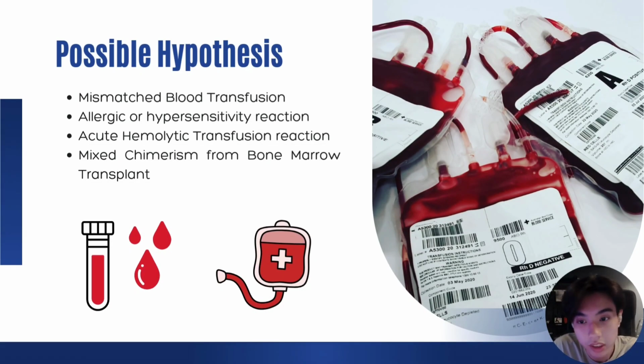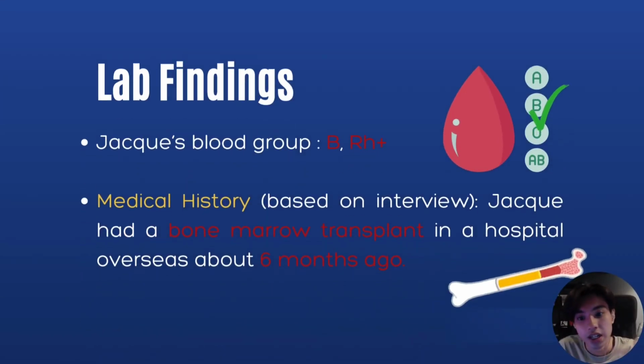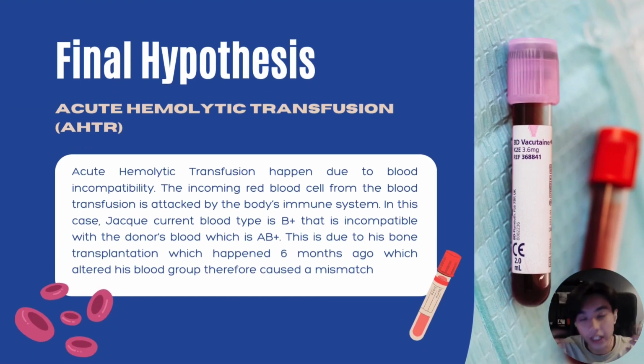So we came up with 4 possible hypotheses. The first is mismatch blood transfusion, then allergic or hypersensitivity reaction, acute hemolytic transfusion reaction, and mixed chimerism from bone marrow transplant. The lab findings are that Jake's blood group is B positive, and from the medical history done during the interview, Jake had a bone marrow transplant roughly 6 months ago. So the final hypothesis we came up with was acute hemolytic transfusion reaction, also known as AHTR. What is that? Acute hemolytic transfusion reaction could happen due to blood incompatibility, where the incoming blood cells from the transfusion attack the host immune system. In this case, Jake's current blood type is B positive, which is incompatible with the donor's blood, which is AB positive. This is due to the bone marrow transplant that happened around 6 months ago, which altered his blood group and therefore caused a mismatch.